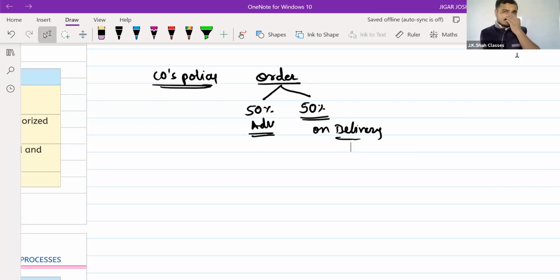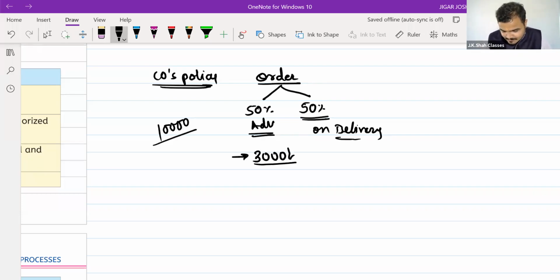Suppose I come to your shop and I order a cake worth rupees 10,000. Now, how much advance should I give you according to this? Sir, 5,000. But suppose I just gave you 3,000 rupees as an advance, do you think your credit system is getting violated? Yes, sir. Your credit policy is getting violated.